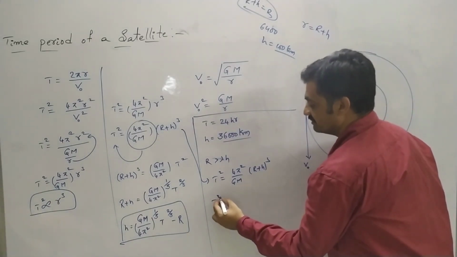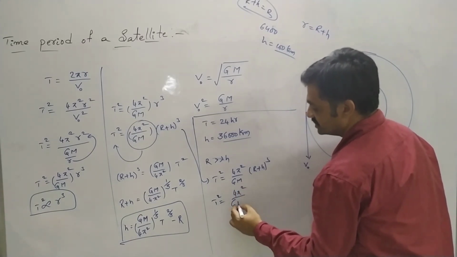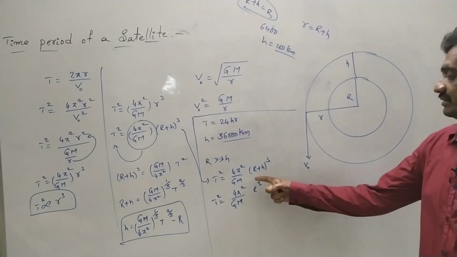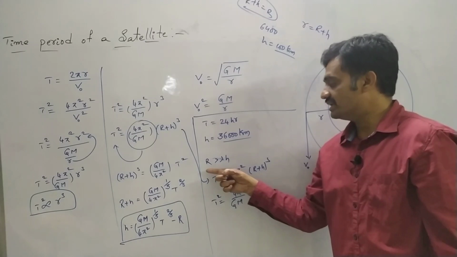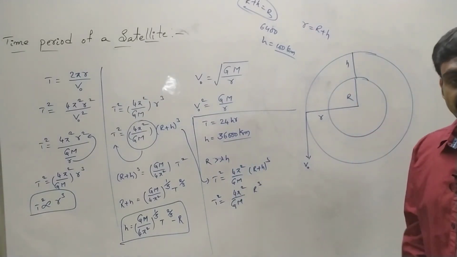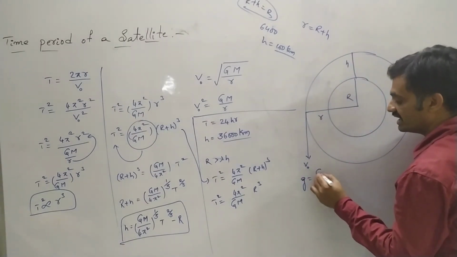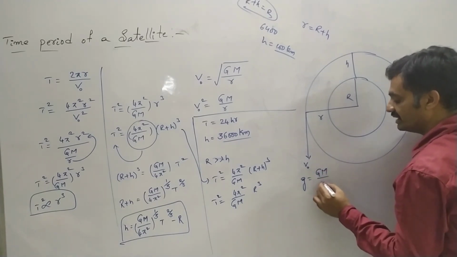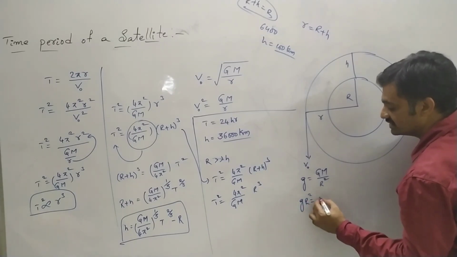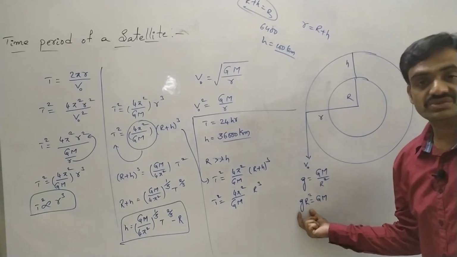Then the time period expression can be represented as T square equals 4 pi square by GM into R cube. Why? Because h is very much less than R, nothing but R is very much greater than h, so we can neglect h. Then observe that you know the relation between small g and capital G: small g equals capital G, capital M by R square. Then g R square is equal to G into capital M. So in the place of GM, we can substitute g R square.